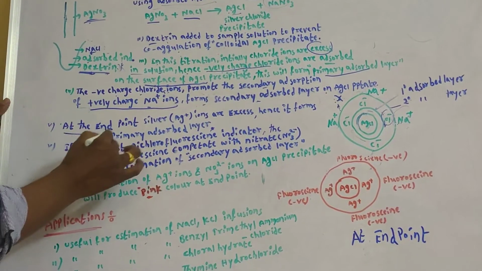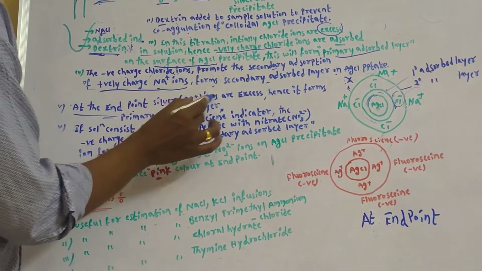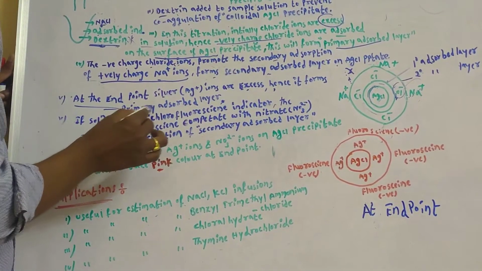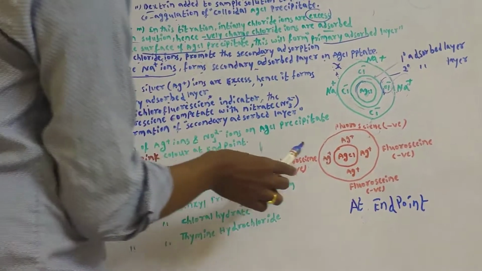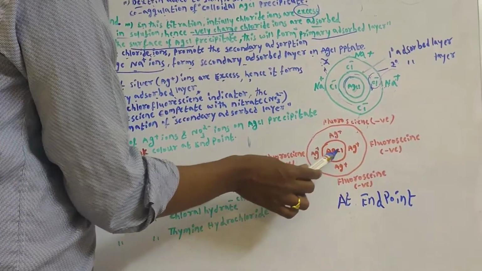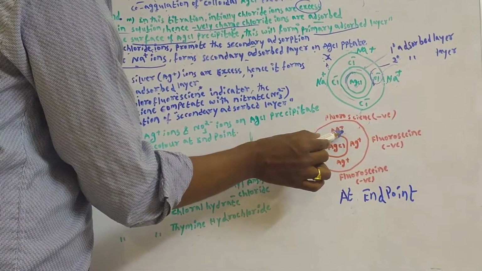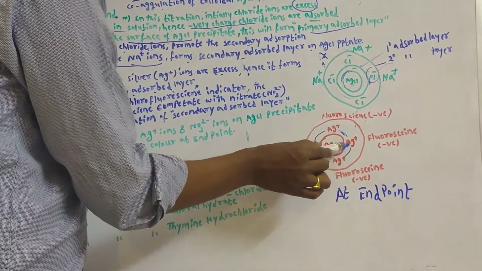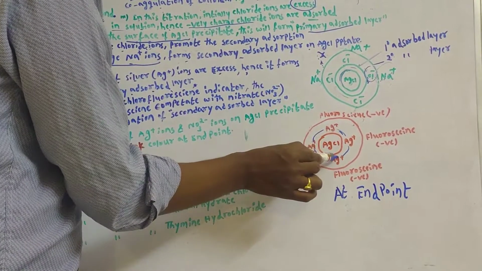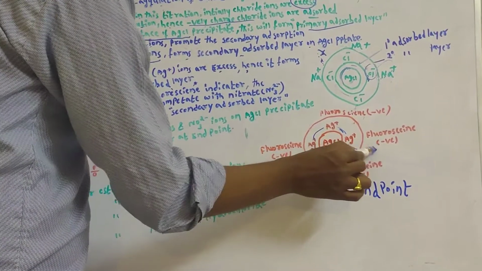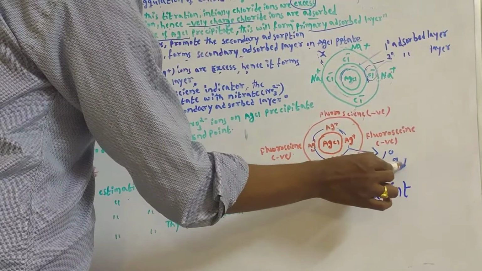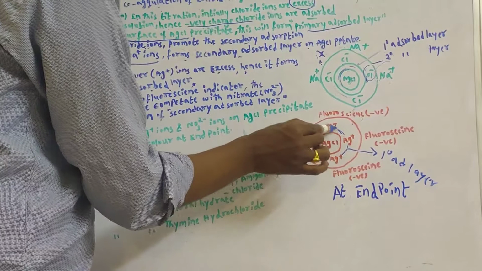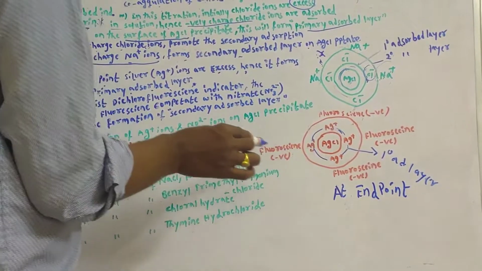Then at the end point, silver ions are in excess in the solution. Hence, they form the primary adsorptive layer. Here you can see, at the end point, what will happen? Silver ions are in excess. That's why they form the primary adsorptive layer at the end point, because these silver ions are in excess in the solution.